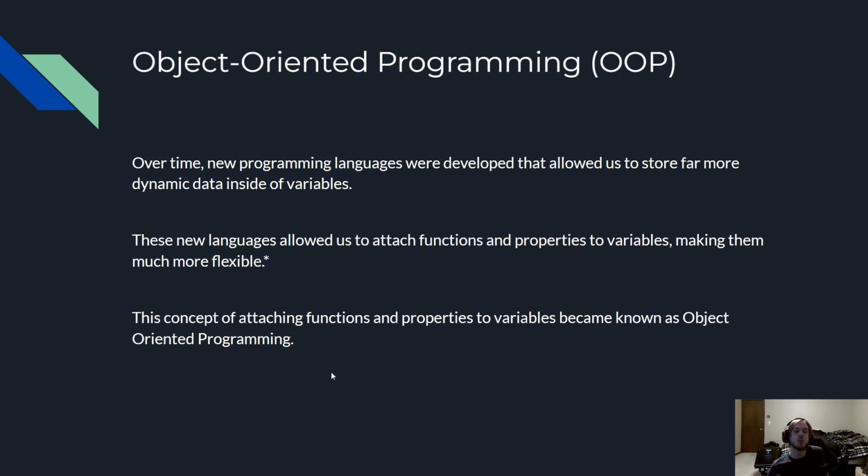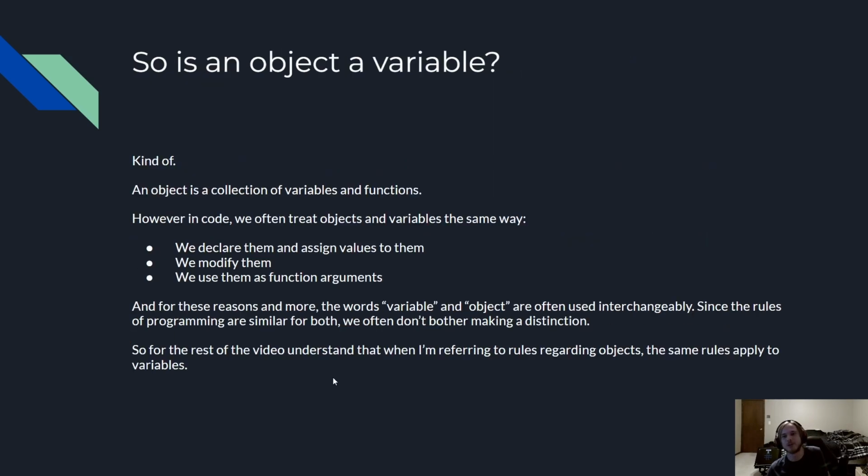So, moving on. After we developed variables, we developed objects. Over time, new programming languages were developed that allowed us to store far more dynamic data inside of variables. These new languages allowed us to attach functions and properties to variables, making them much more flexible. This concept of attaching functions and properties to variables became known as object-oriented programming.